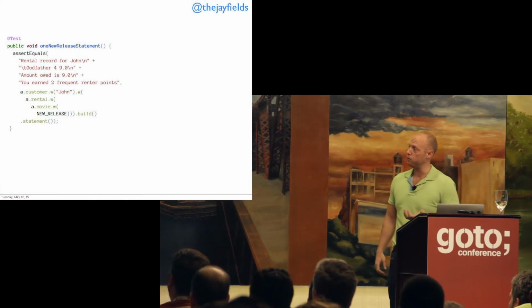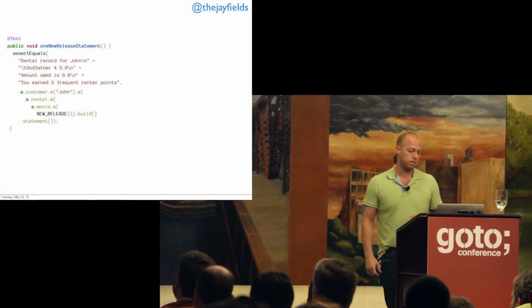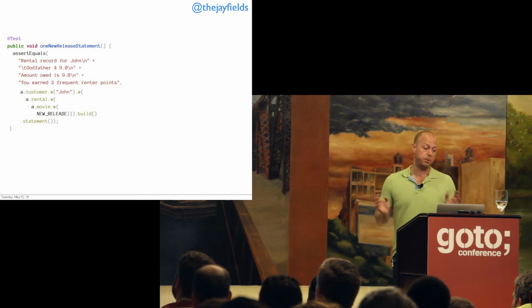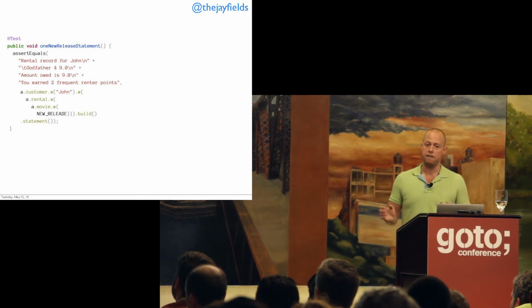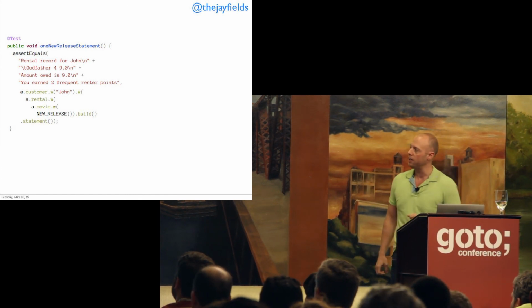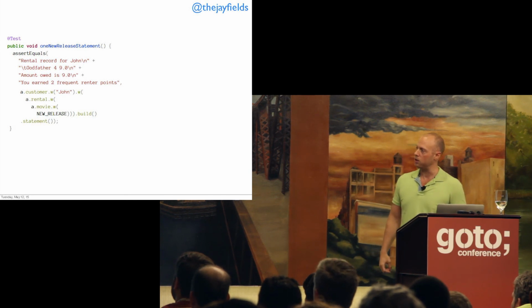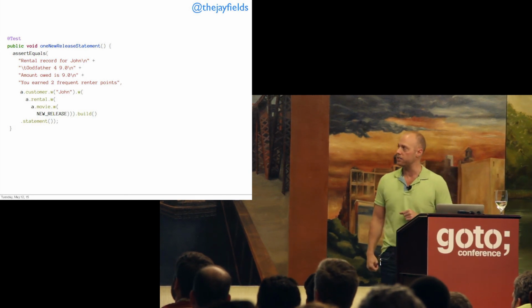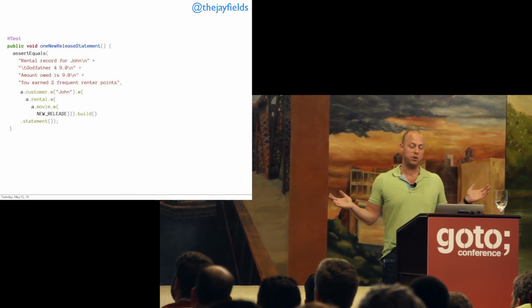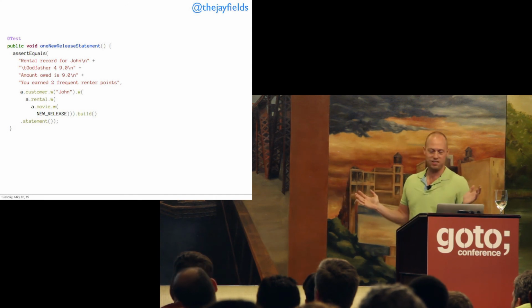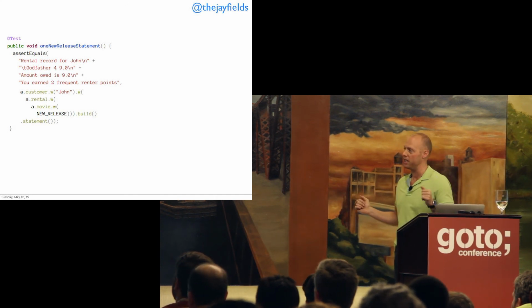So this is what we have right now. In my opinion, this test is already a pretty solid test. This is a great test. This test fails before I check in, and I know that I have a customer with a rental, with a movie that is a new release, and I can read an expected value without navigating anywhere. I mean, it's almost heaven compared to what we looked at in the beginning.